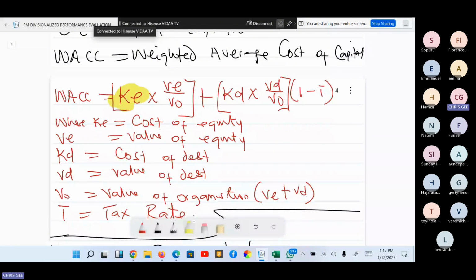You see this VE over VO, right? It is the proportion. They call it capital structure. Capital structure is simply saying what percentage does equity.